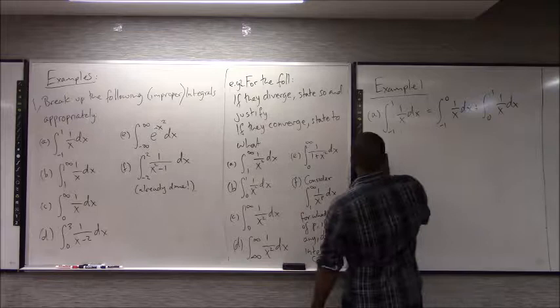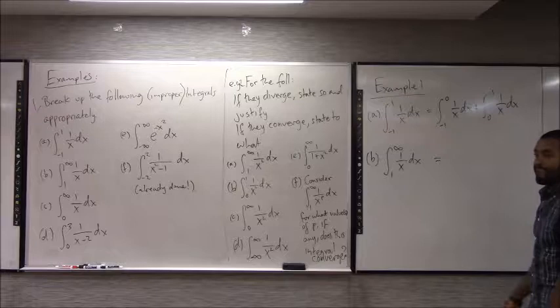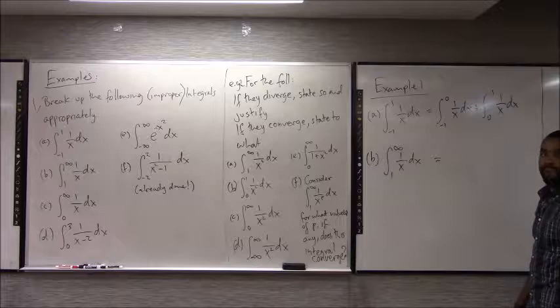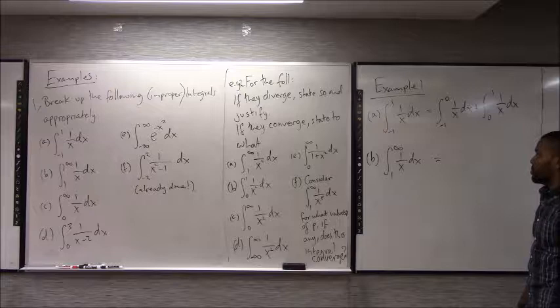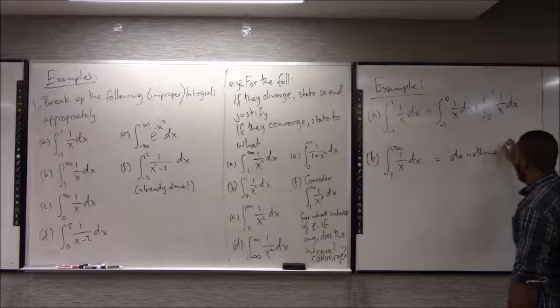1 to infinity, 1 over x dx. How to break that up? Is it fine as is? Yeah, do nothing. There's only one bad point here, that's infinity. It's already one bad point per integral, it's exposed.